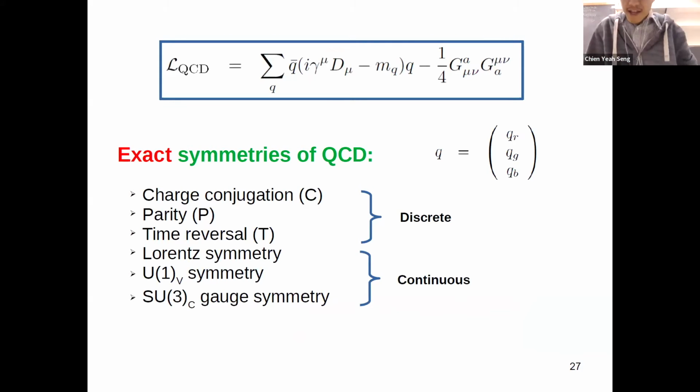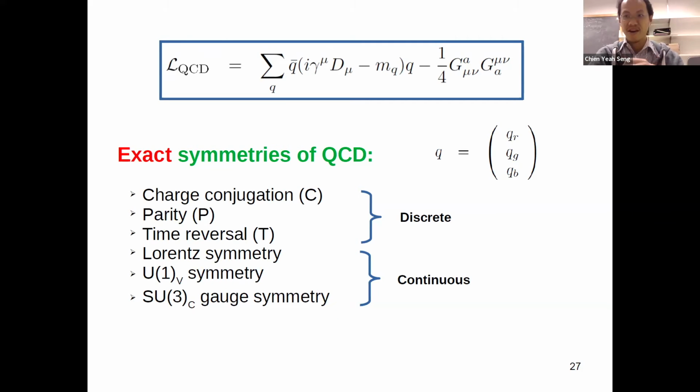So now let's be more specific and consider the QCD Lagrangian. What are the symmetries of QCD? There are exact symmetries and there are also approximate symmetries. Let's first talk about the exact symmetries. Of course, QCD is invariant under C, charge conjugation, parity, and time reversal.